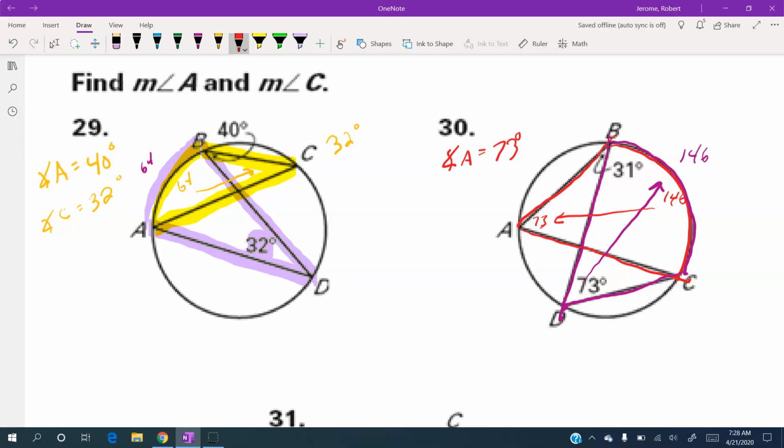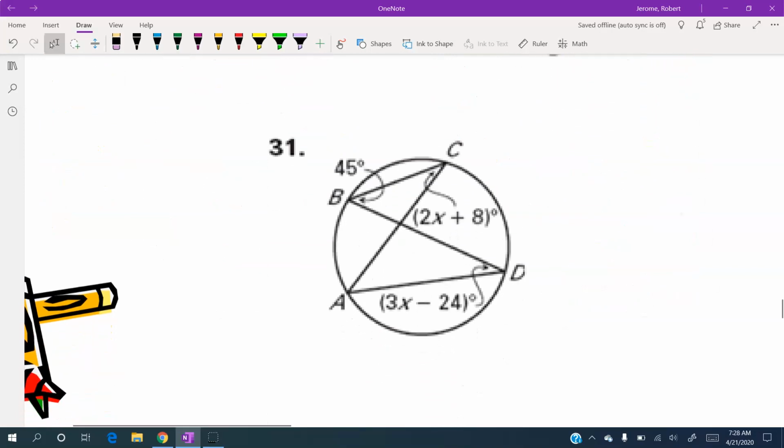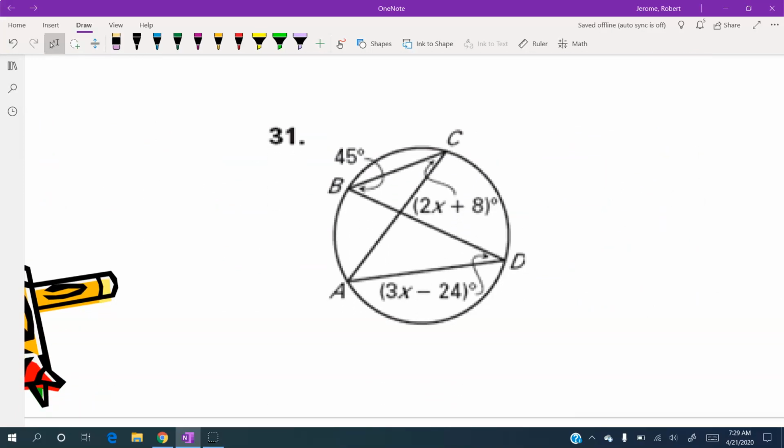And using the same exact process, the same exact steps, I'm going to get angle C in this question to be 31 degrees. Okay. Number 31. Same exact process, same steps, just that we have a little algebra going on. We're still looking for angle A, we're still looking for angle C, but in some cases we have some algebra. So I want you to try 31. Hit pause now.